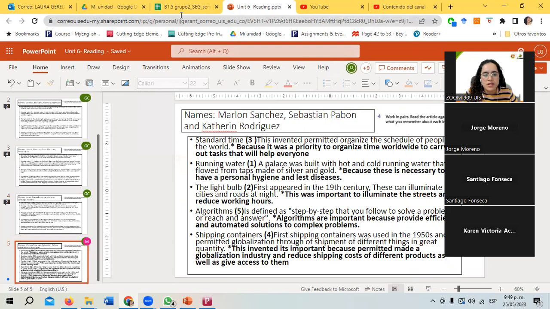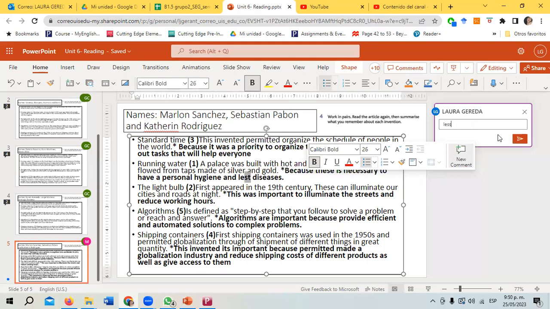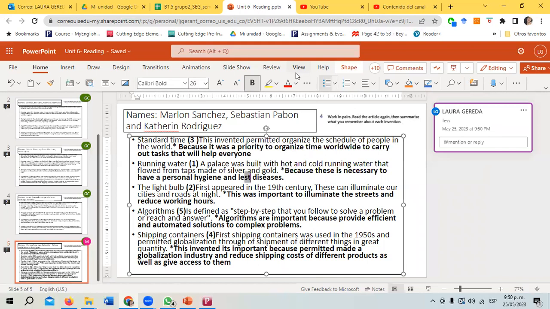And finally, Marlon, Sebastian, and Kate. Yes, miss, we chose number one, running water, because this is necessary to have personal hygiene and fewer diseases. And because inventions that help improve health were more important than another one. Of course. Marlon? We chose number two, the light bulb.